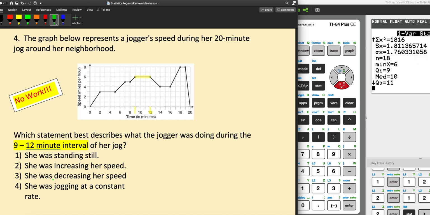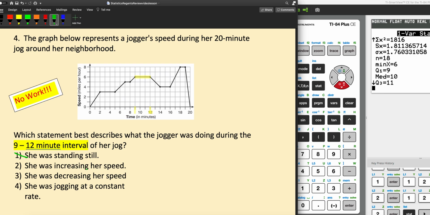Now, I remember this question, and I remember a lot of students getting this wrong. All right, they looked at 9, they looked at 12, and they saw this flat line here. A lot of students picked choice 1, she was standing still. But guys, you have to look at your graph. The y-axis talks about the speed. That means 2 miles per hour, 4 miles per hour, 6 miles per hour, right? Well, there's no way she could be doing 6 miles per hour and standing still. So choice 1 is definitely not our answer.